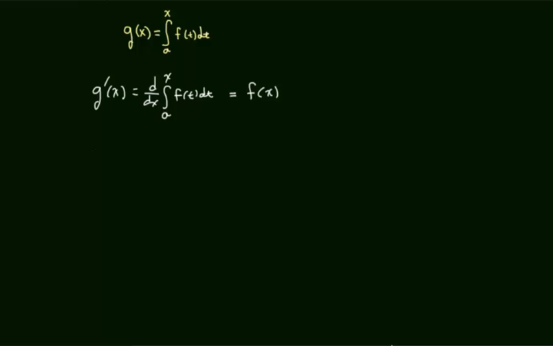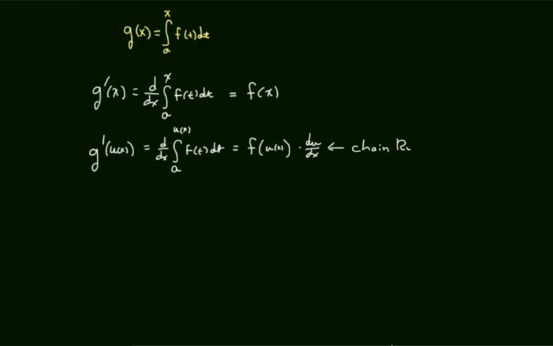But I'm going to extend this now. What happens if we do g prime of u of x? Well, it's still the derivative with respect to x of the integral from a to u of x this time, f of t dt. And this is where it gets a little bit different. It's going to be f of u of x, but then we need times du dx. That's the chain rule portion.